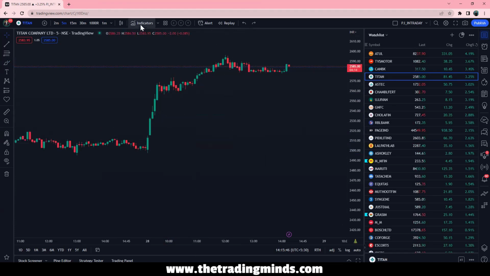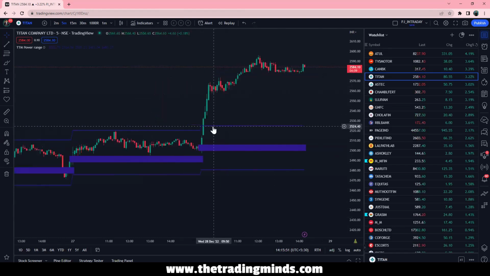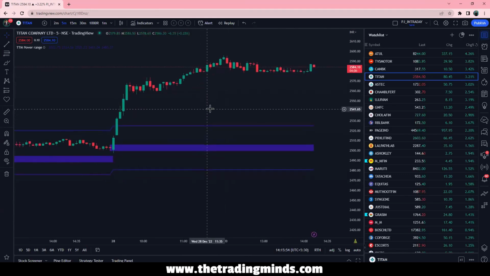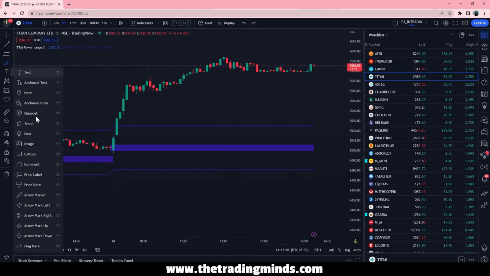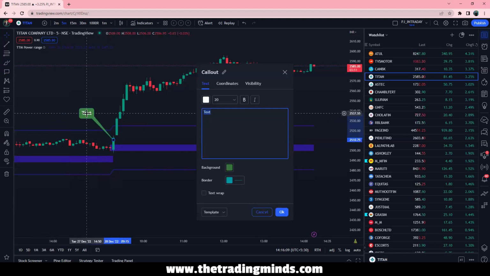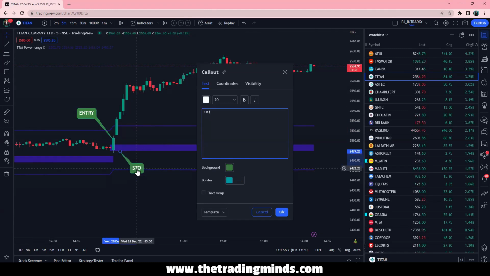For example, let me show you how we use a strategy called TTM Power Range. I just added one of the signature tools, which is TTM Power Range. One breakout candle above this dark blue zone is our breakout strategy. This is where a breakout is happening, so we take an entry here. If I want to trade an option, I will choose the 2,500 option, which is the at the money strike price. And my stop loss will be the lowest of this. This is my stop loss.